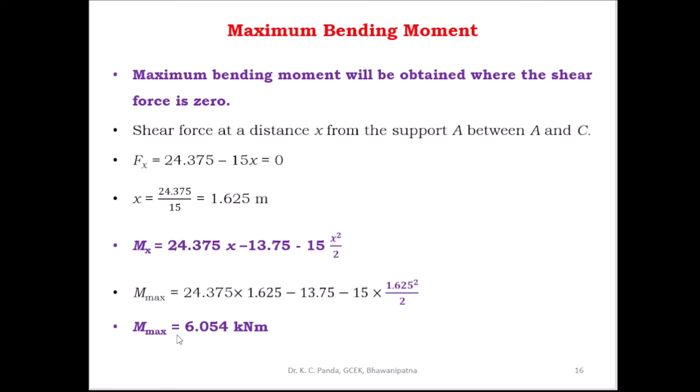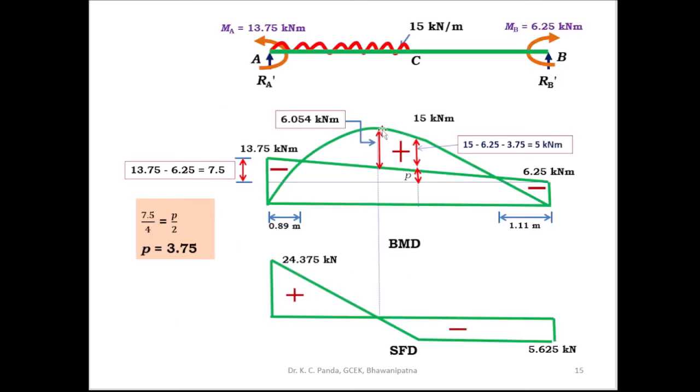Mx is equal to 6.054 kilonewton meter. This is the maximum moment, positive moment. This is the maximum positive moment, 6.054 kilonewton meter. Here also you have to find out what is the moment. So this moment you can find out.